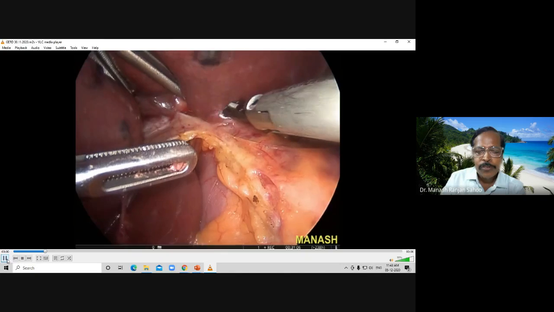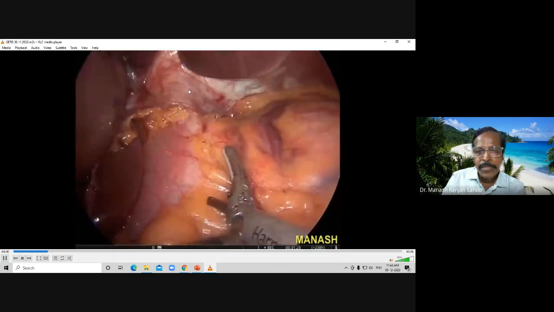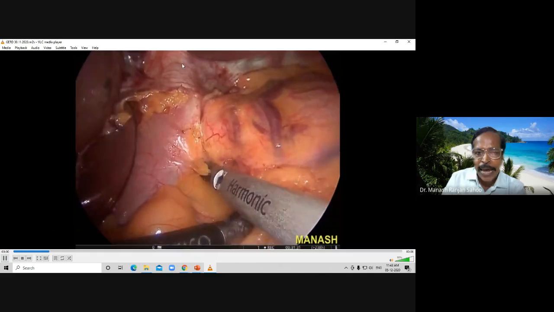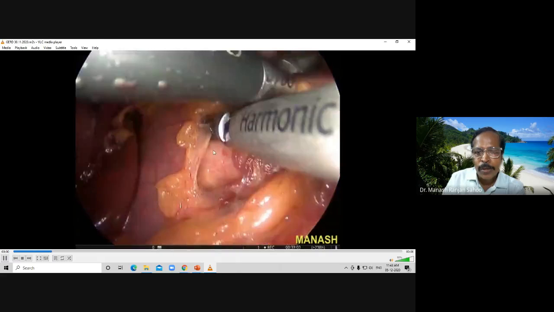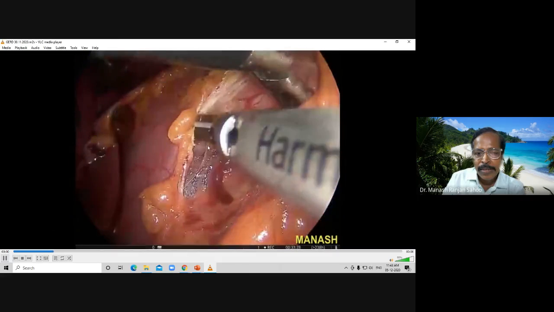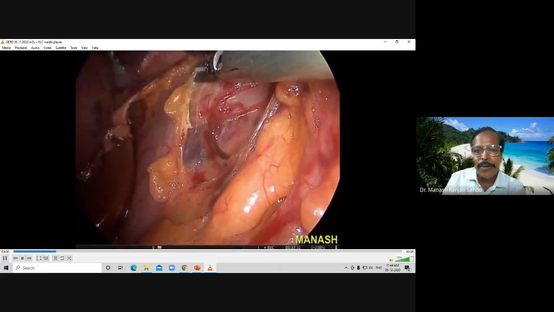So once the right crus is exposed, this is the pleuroesophageal membrane. This white shiny structure is the pleuroesophageal membrane. Now the dissection goes into the cruroesophageal hiatus. And once you go perfectly into this plane, you enter into an absolutely avascular plane.